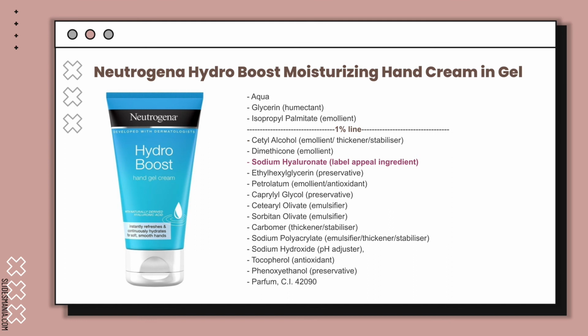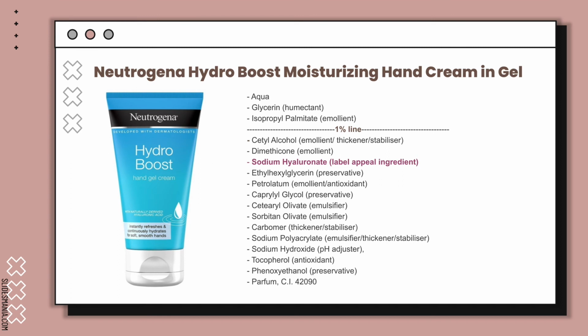Here we've established cetyl alcohol as the starting point of the 1% line, as the cream has a very light, watery texture. As cetyl alcohol adds opacity and viscosity to the formula, anything above 1% could yield a more viscous cream, inconsistent with the light and transparent texture of the benchmark.